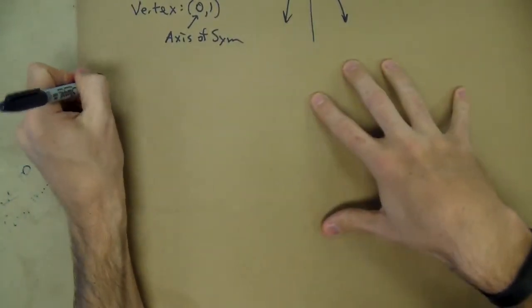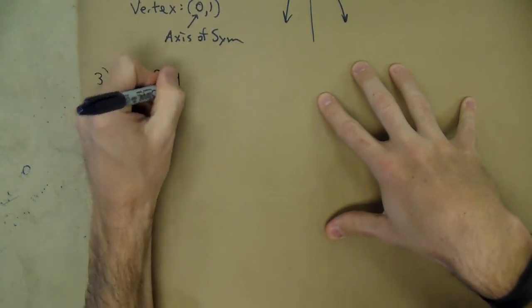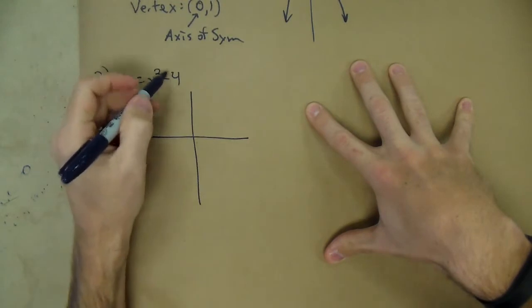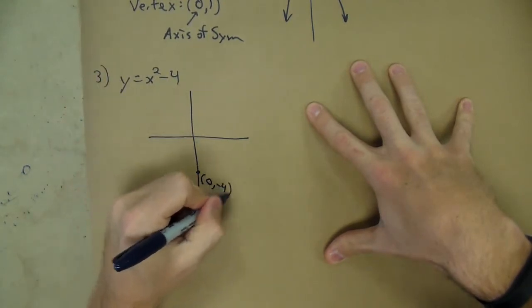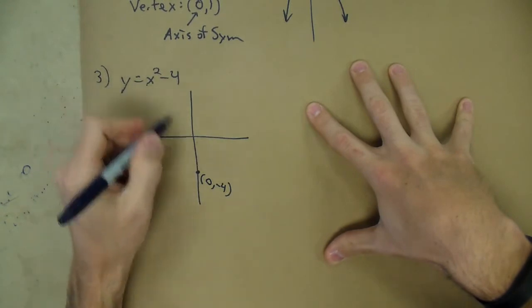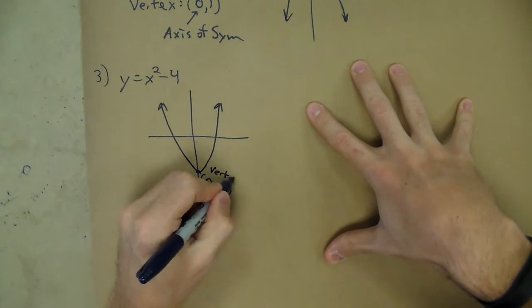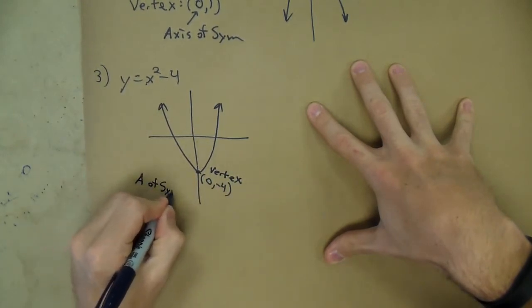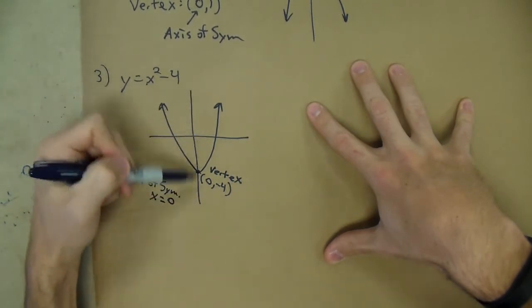Number 3, we have y equals x squared minus 4. Now if we just look at the parts we have there, a minus 4 means it shifted down 4. So 0, negative 4 is our vertex. It's positive out here, so it opens up. And then our axis of symmetry is going to be x equals 0, because it again is on the y-axis.